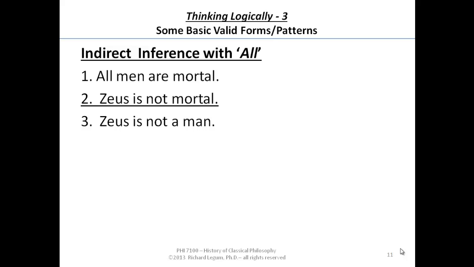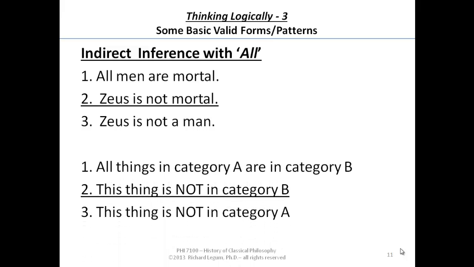So an example of a valid argument of this form is: all men are mortal. Zeus is not mortal, therefore Zeus is not a man. So the pattern is that all things in category A are in category B. This thing is not in category B, therefore this thing is not in category A.